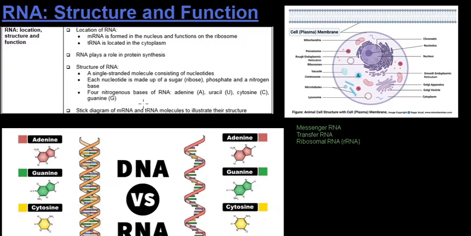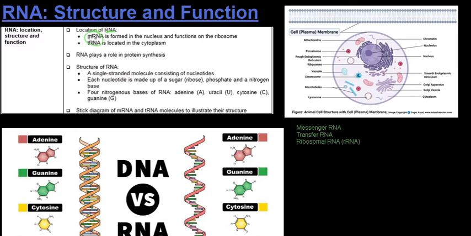In this final video on the chapter of DNA, we'll be looking at RNA, its structure and functions, and then finally we'll move on to protein synthesis. So with regards to RNA, you need to know the location where we find RNA. There are 3 types of RNA, but you only need to know about these 2.